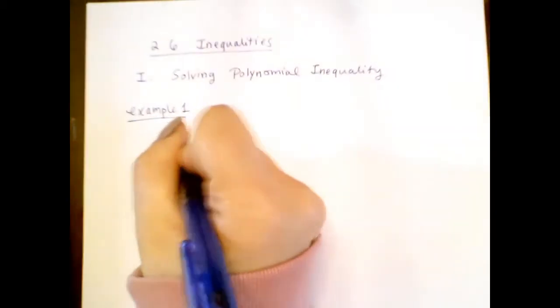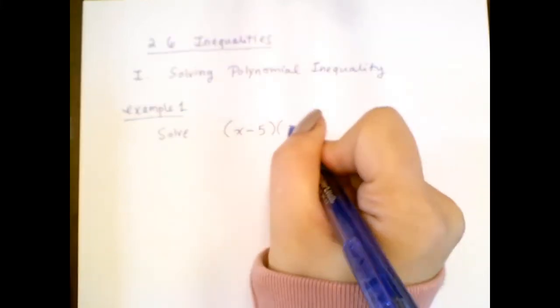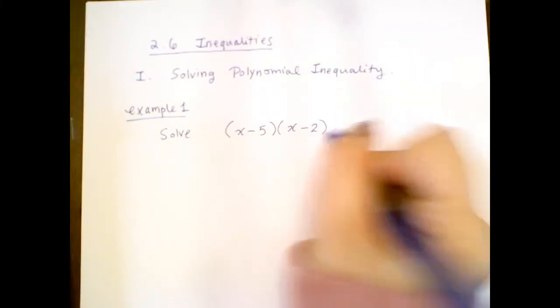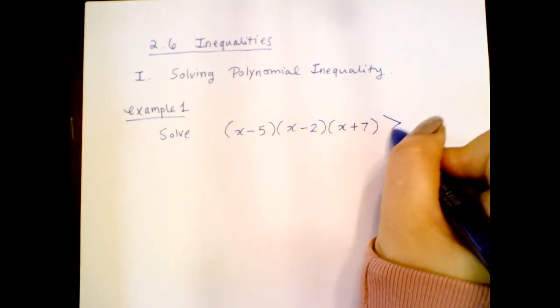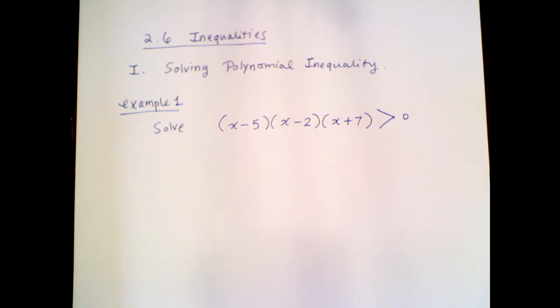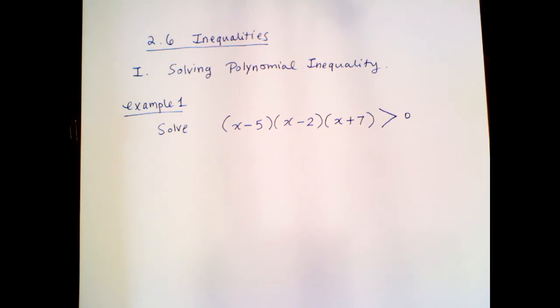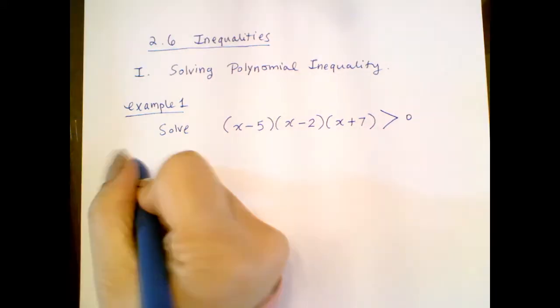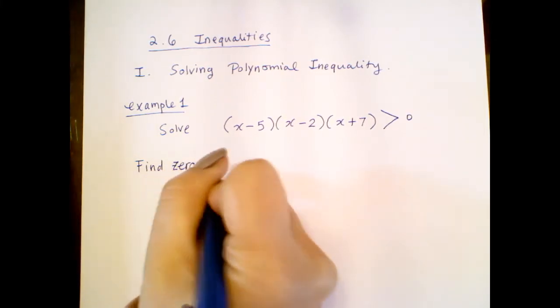Example 1. Write down: solve (x minus 5)(x minus 2)(x plus 7) is greater than 0. Okay, we're solving this inequality and the answers are going to be in interval notation, okay? So, the first thing that you're going to have to do is find the zeros. So, step number 1, find zeros. Okay, let's find zeros.